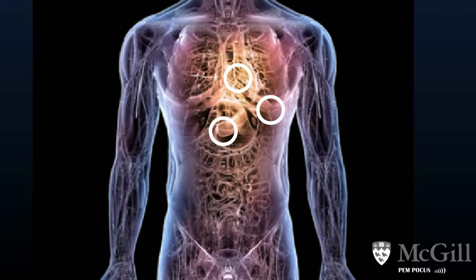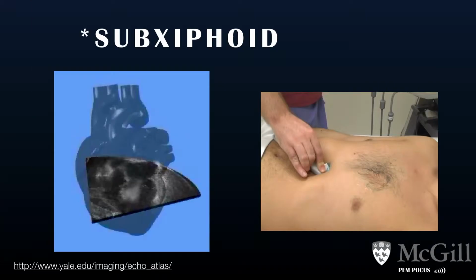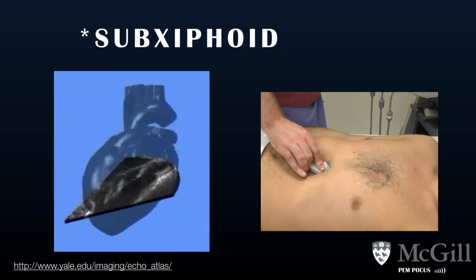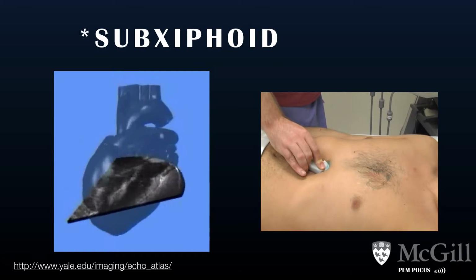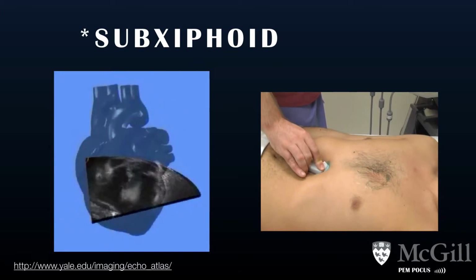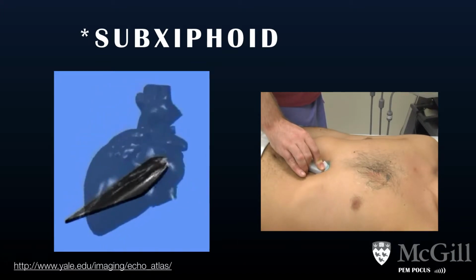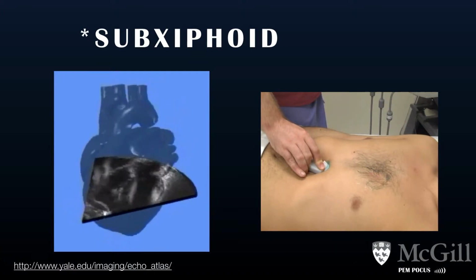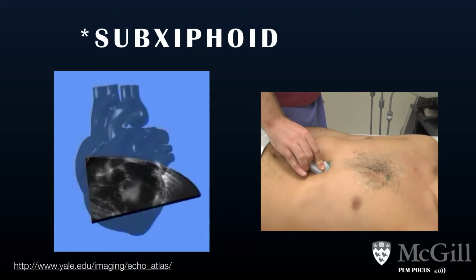The 4 cardiac views include the subxiphoid, parasternal long, parasternal short, and the apical 4-chamber view. The subxiphoid view is obtained by placing the probe in the transverse plane with the marker oriented towards the right of the patient. Downward pressure is applied and the probe is brought slightly towards the patient's left shoulder.